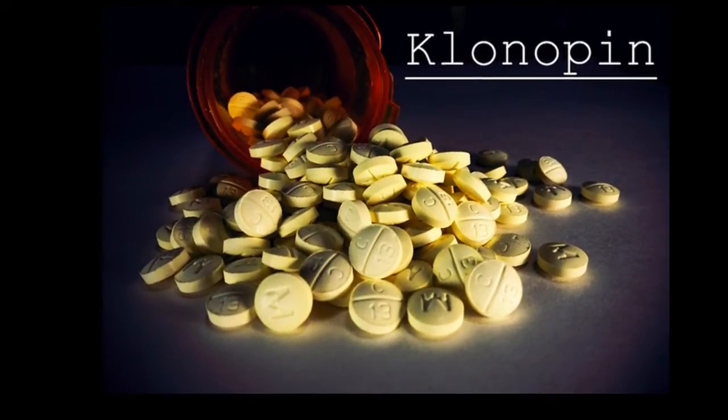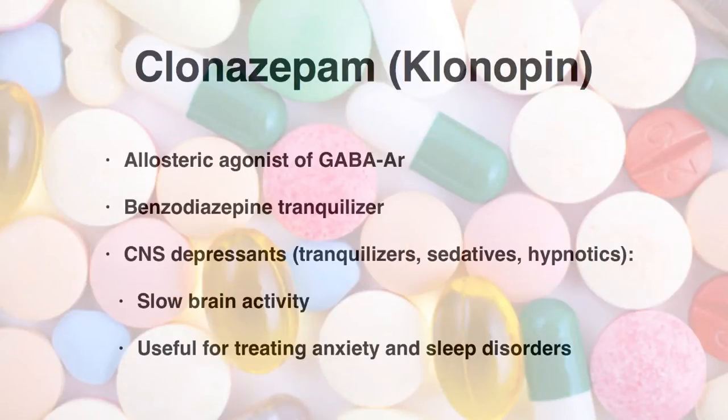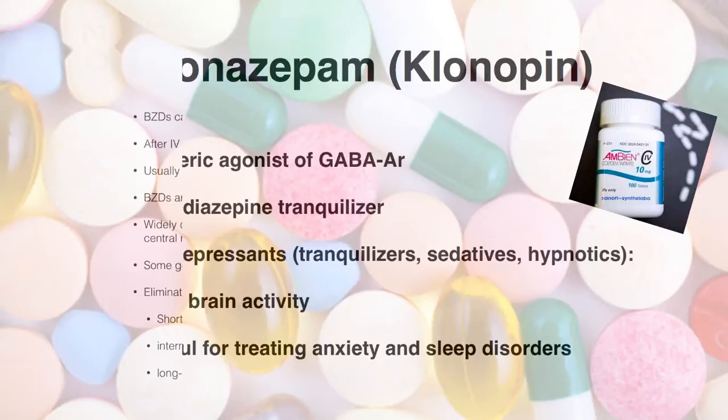So what is Klonopin? Klonopin is a type of benzodiazepine tranquilizer, which is a type of central nervous system depressant, and all that means is that it slows brain activity. So other drugs of this class are hypnotics and sedatives, and they're very useful for treating anxiety and sleep disorders.